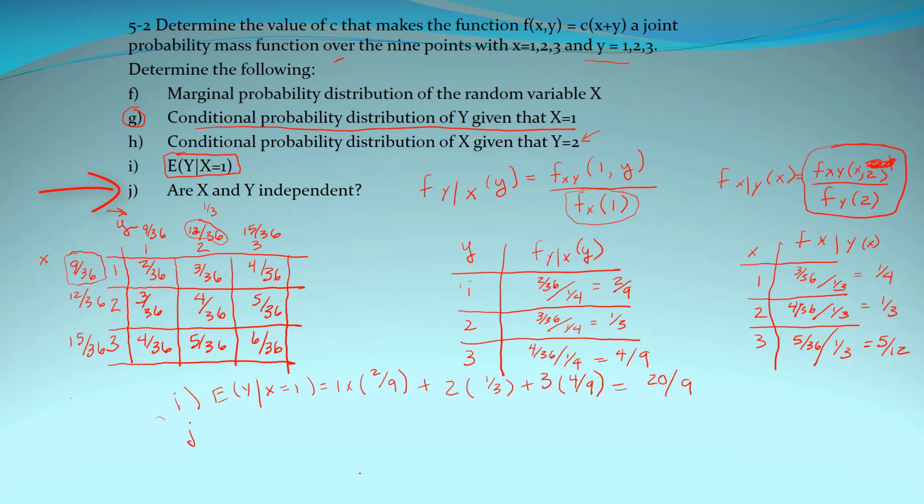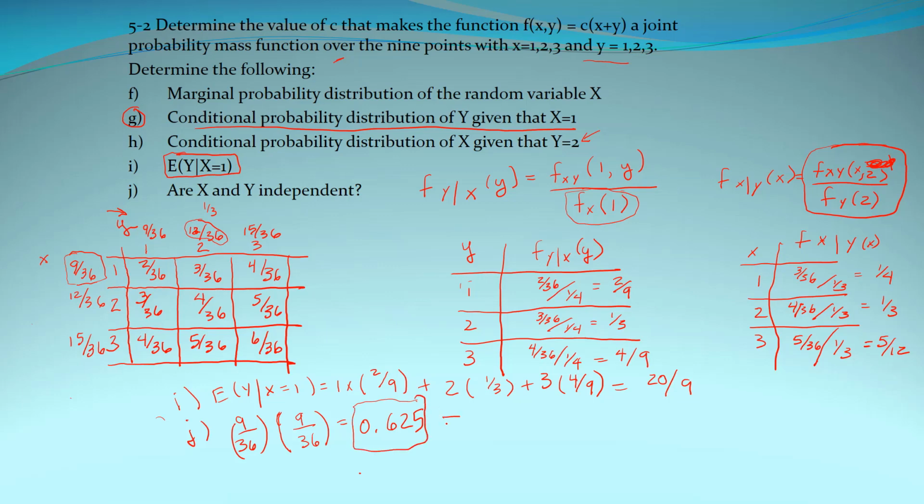Now, are x and y independent? So that's part J. Well, remember, what we're going to do is we're going to take those two marginal probabilities, which are 9/36, right? That's for x is 1, and for y is 1 the marginal probability is again 9/36. And if we multiply that all out, we'll find that that is 0.0625.